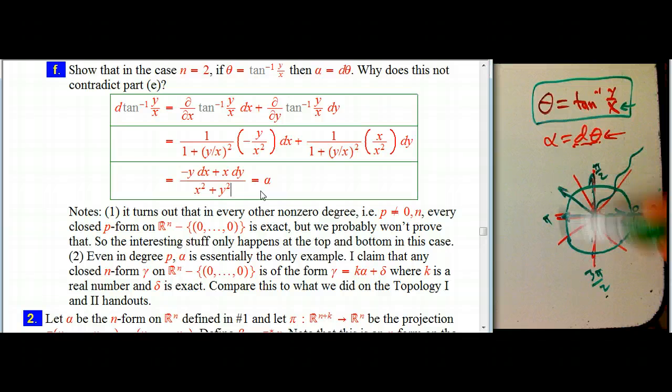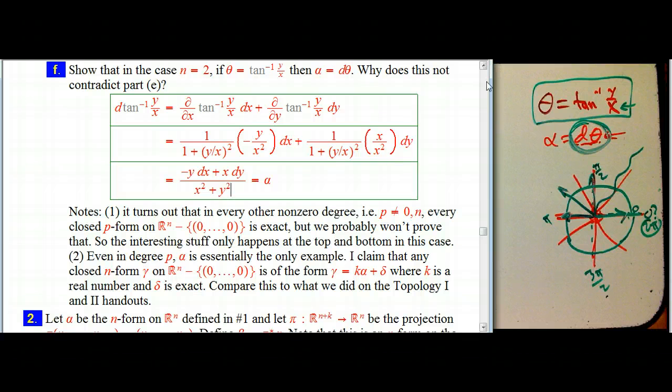The height, if you think of this as like a height function. It's like a spiral staircase going up, up, up, up, up, and then bam, suddenly down. Not a very good spiral staircase. So we often refer to this form in 2 dimensions as d theta, remembering that that's not really an exact form.